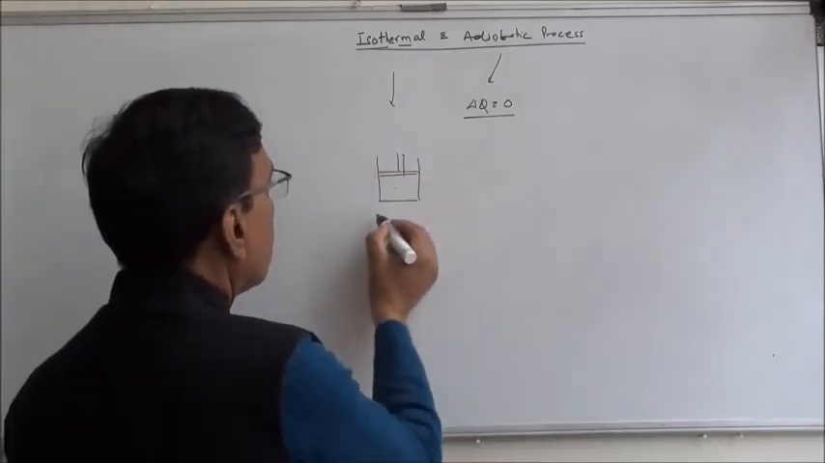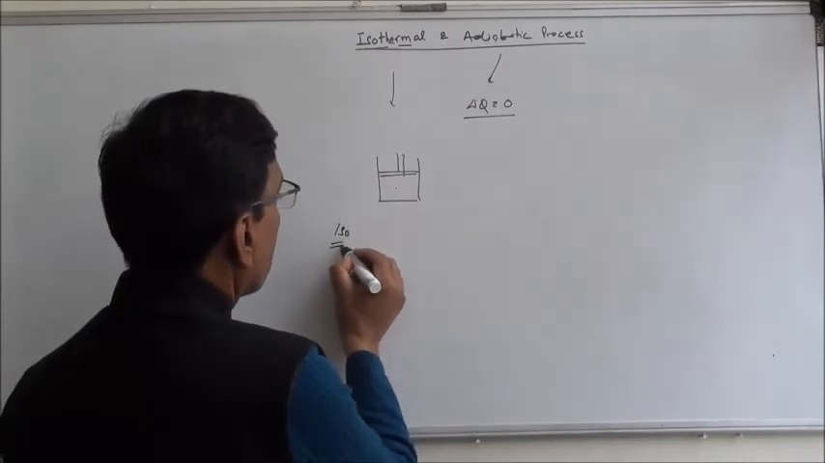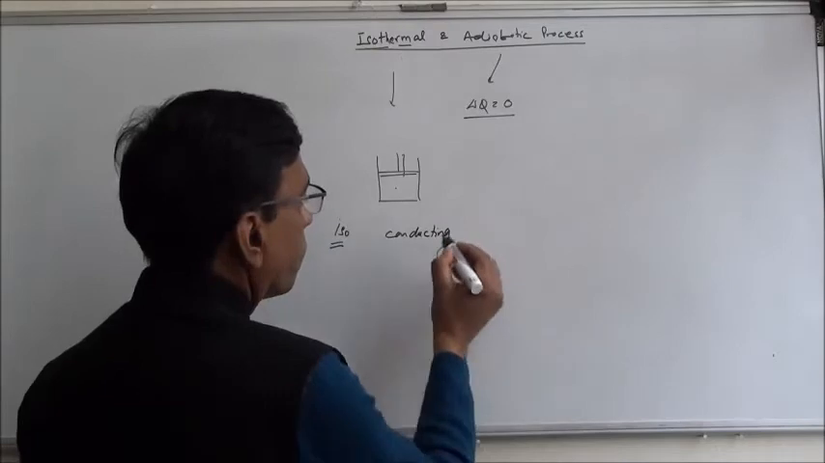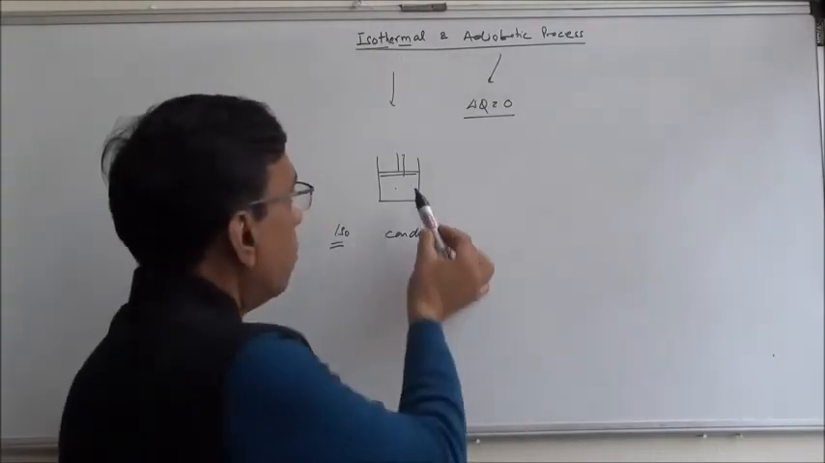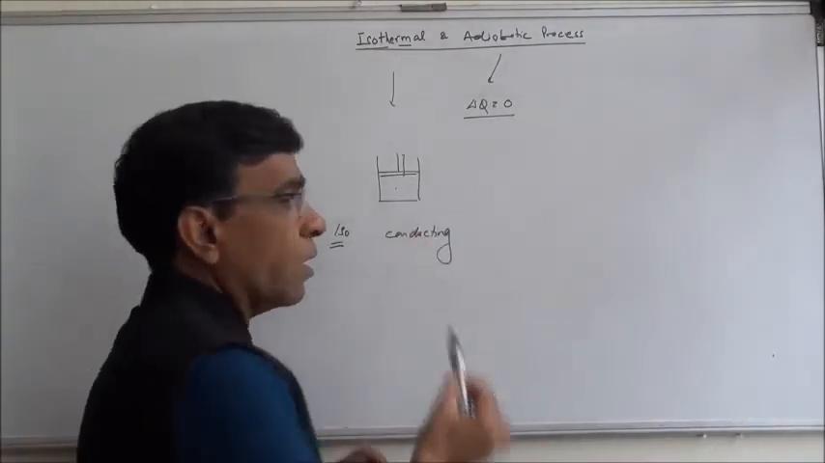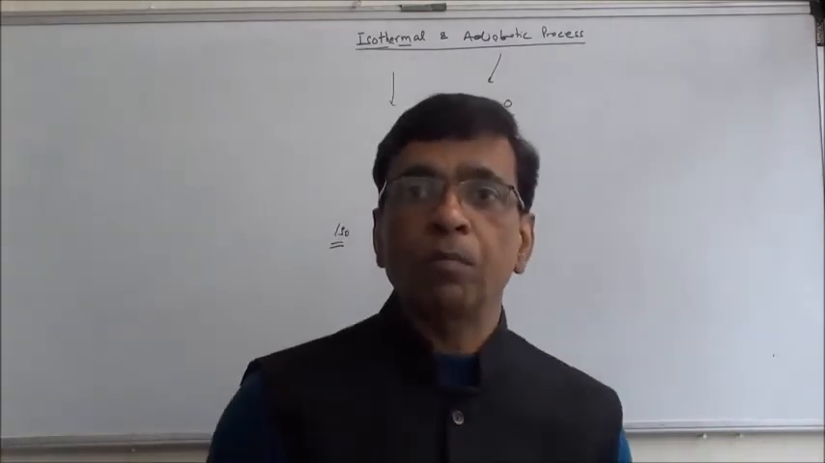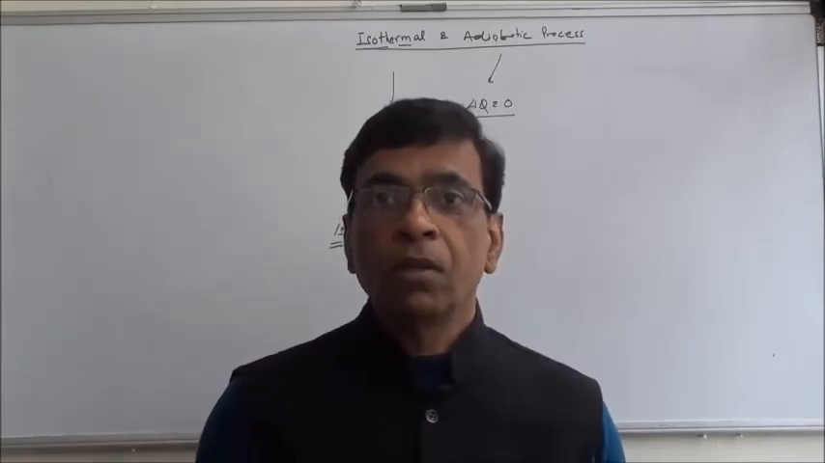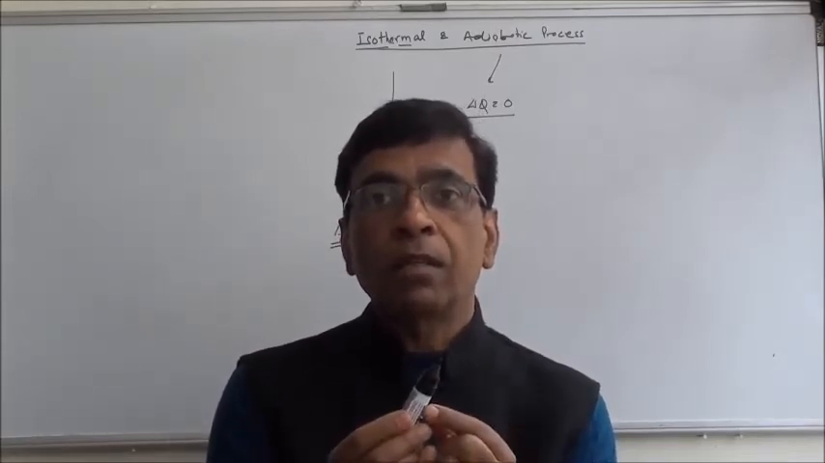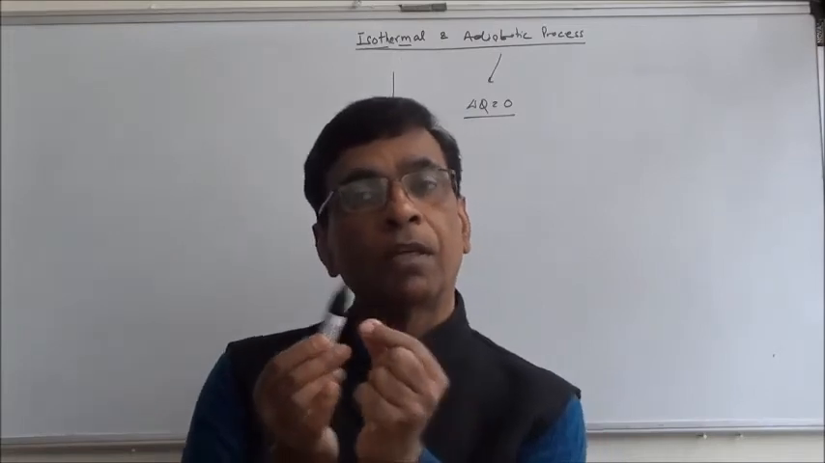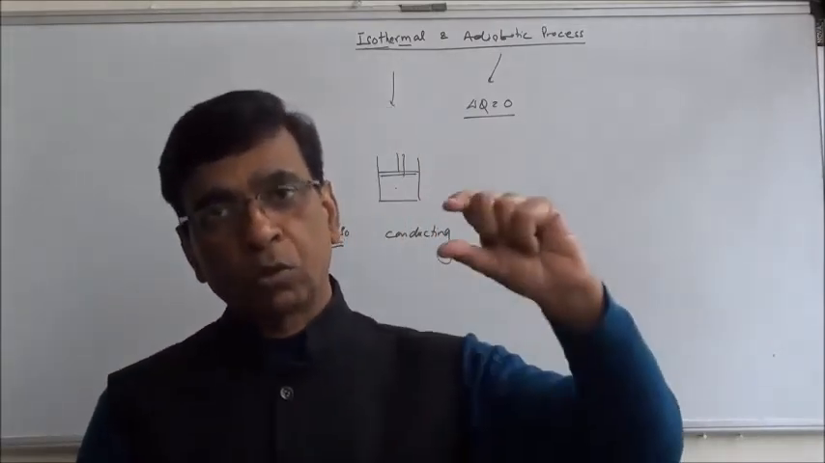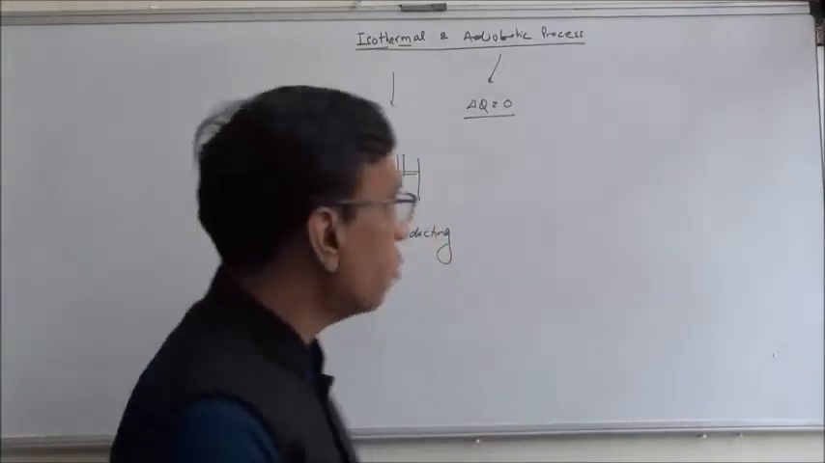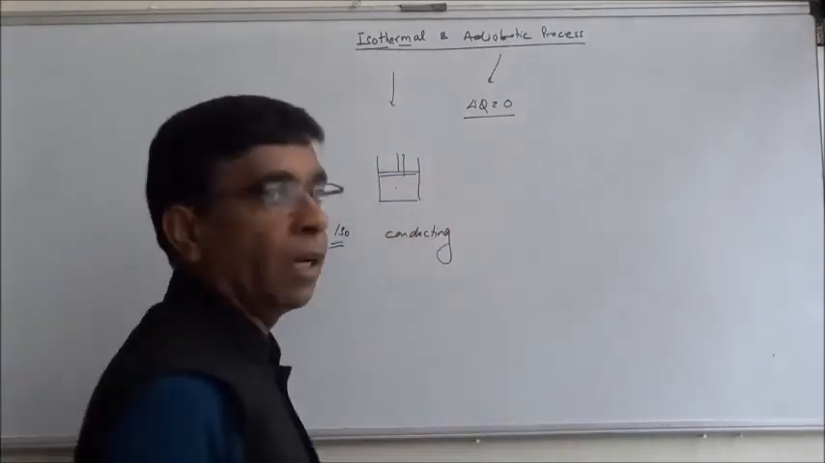So for isothermal process, the material should be conducting, because if the material is conducting, it means heat may escape from the system, heat may enter the system to keep the temperature constant. So if the temperature inside is likely to increase, heat energy will move out so that the temperature remains same, or if it is decreasing, then heat will enter into the system. So we need the walls conducting.